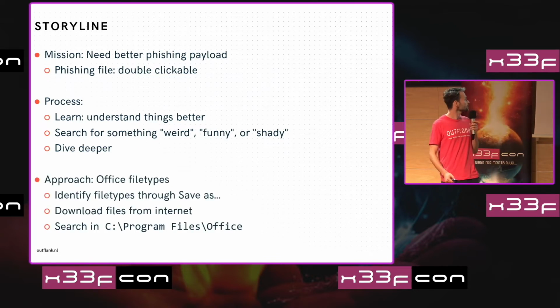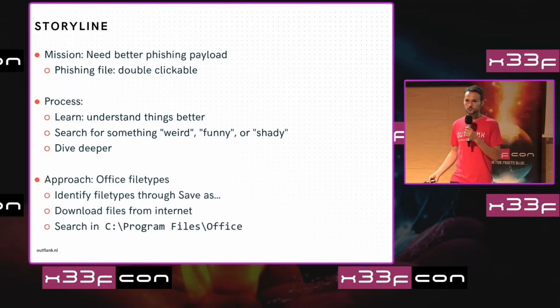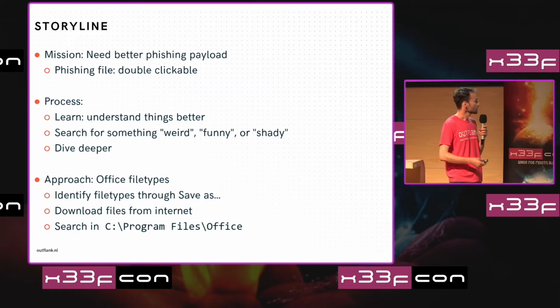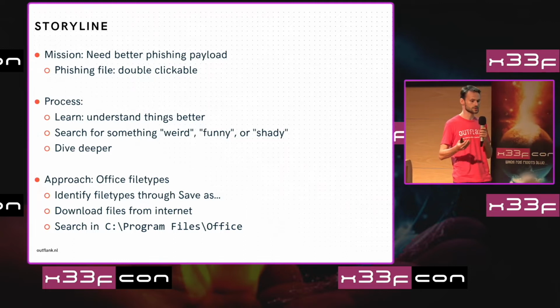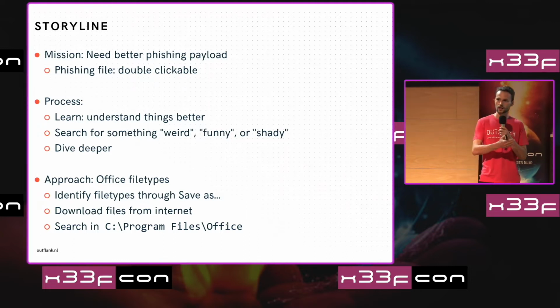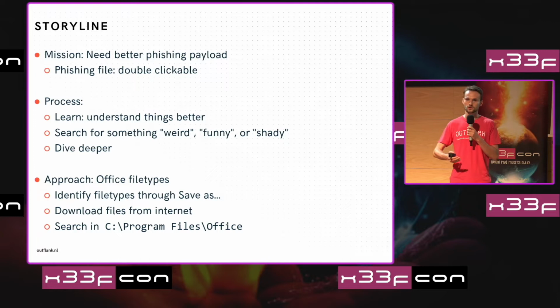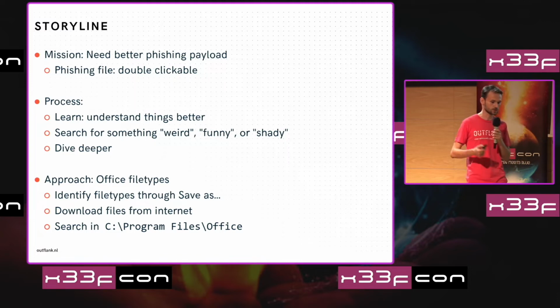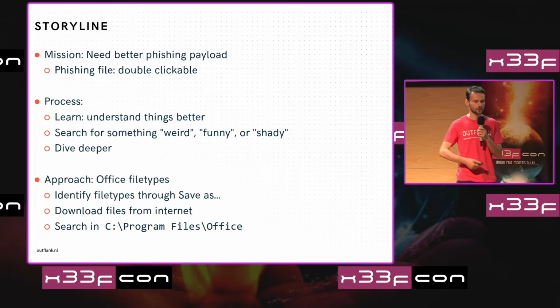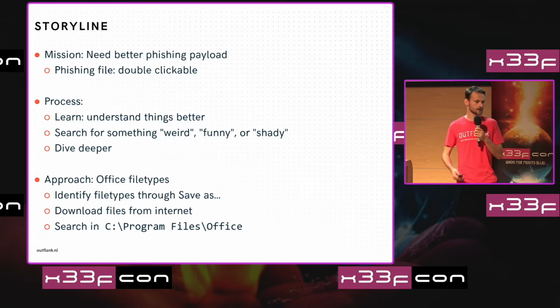My starting point was Office file types. I wanted to identify and understand Office file types, and I started out using the file and the Save As dialog. So I saved a specific file with a different extension each time, and did some comparisons between that. Furthermore, I downloaded all kinds of random stuff from the internet, and I searched in the C program files Office installation directory.